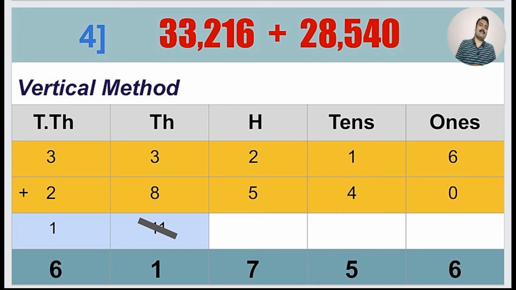So after making the last addition, the answer for this fourth example is 61,756. This number, 61,756, is called the sum of the given two numbers. So in problem set number 7 on page number 10 in our textbook, just these 4 examples are given here, and all of them are related to 5-digit numbers only.